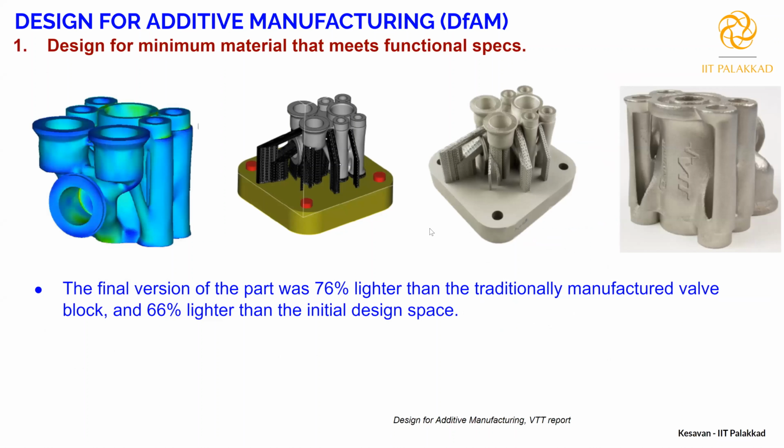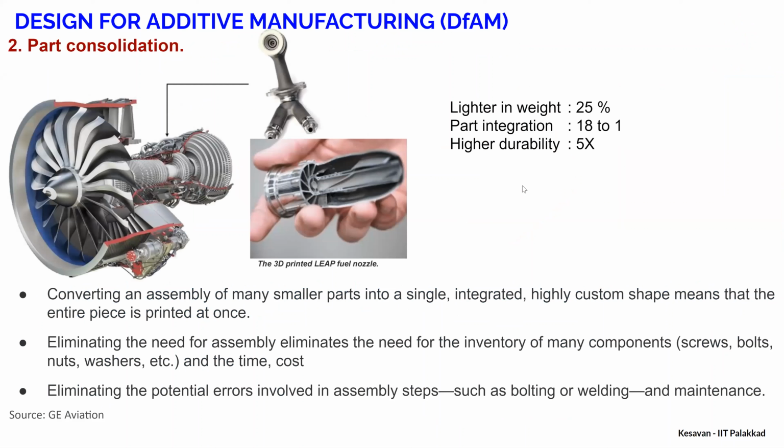What you're seeing is a head of an engine block. You see this is a conventional one, and by implementing the same procedure, almost 76% weight reduction has taken place, right? Which is a huge weight reduction. Like this, you can find several examples in journals or in articles.